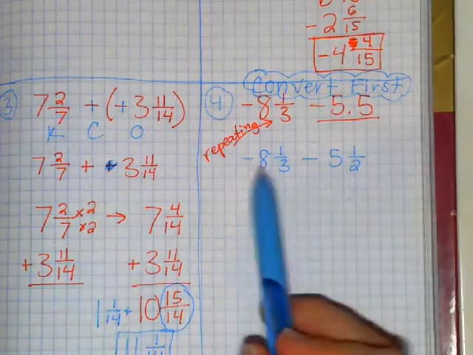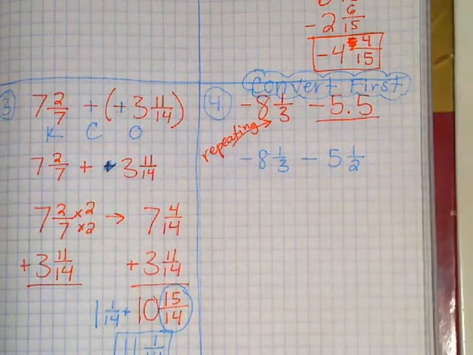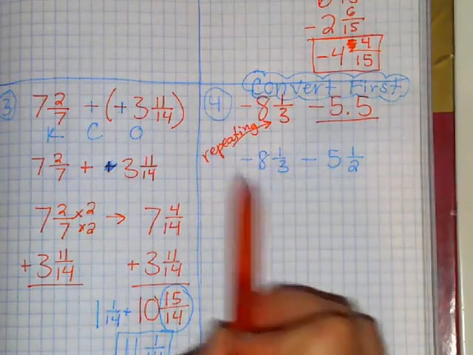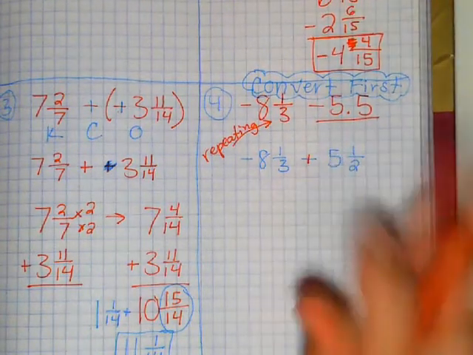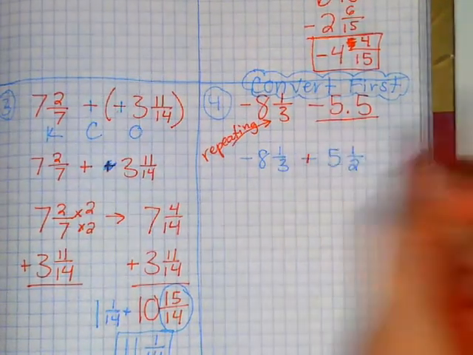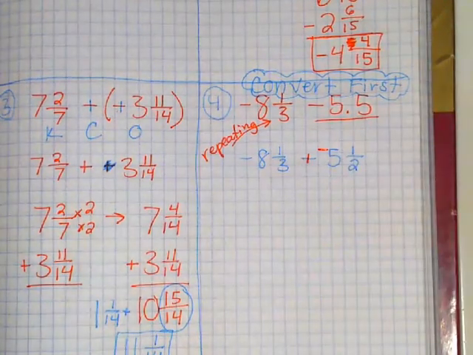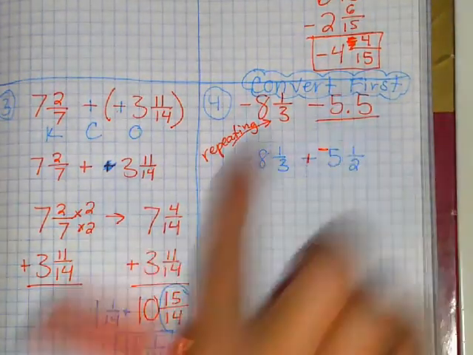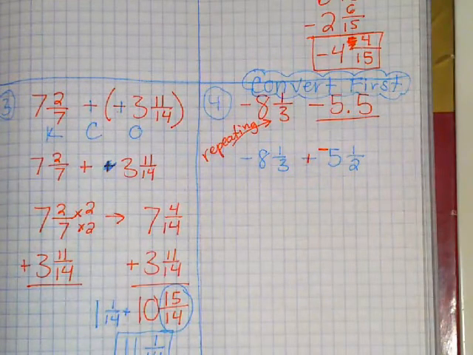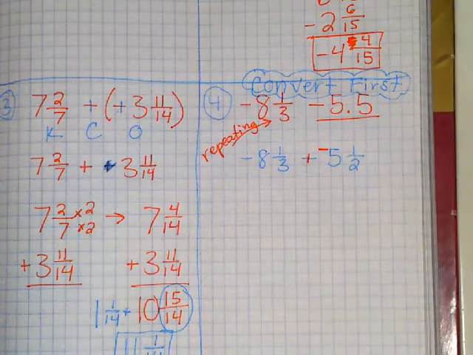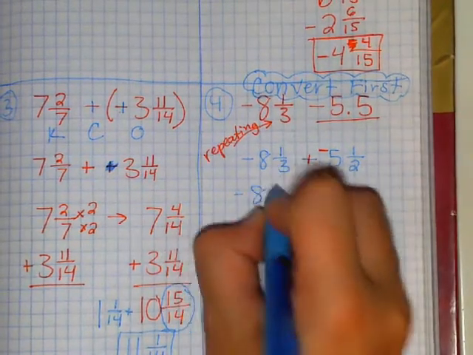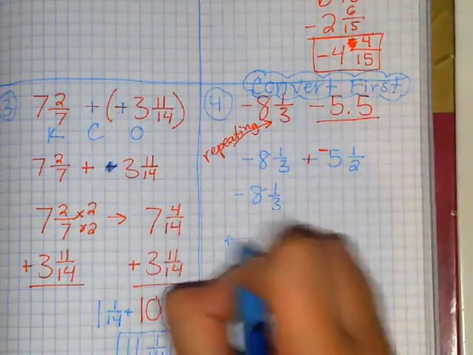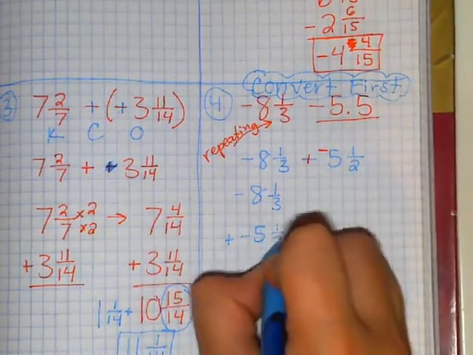Now, because I'm subtracting, I keep, change, opposite. I'm going to keep this. I'm going to change my subtraction to addition, and I'm going to take my positive 5.5 and make it a negative 5.5. So if you don't want to rewrite it, you can do that too. Now I'm going to add my two negatives together. They're the same sign, so I just add. Negative 8 1/3 plus negative 5 1/2.